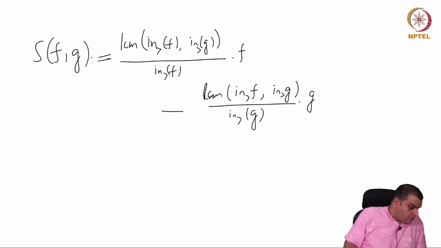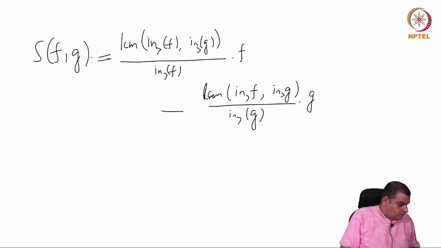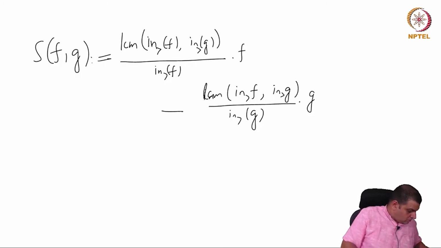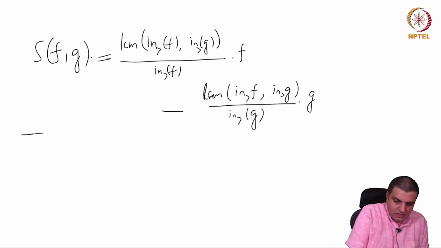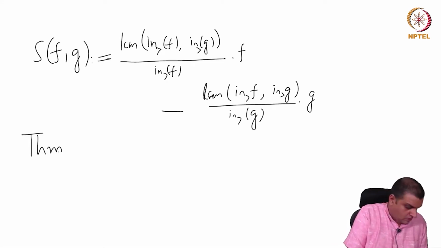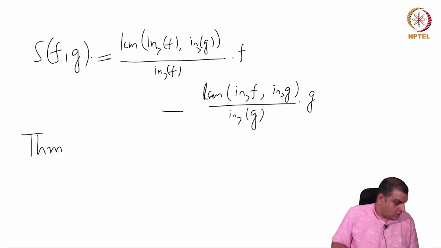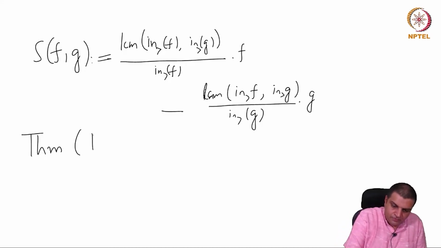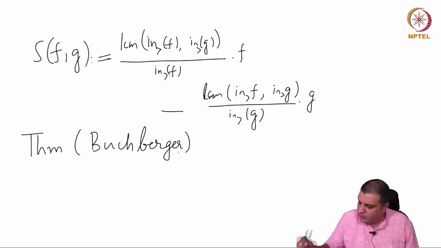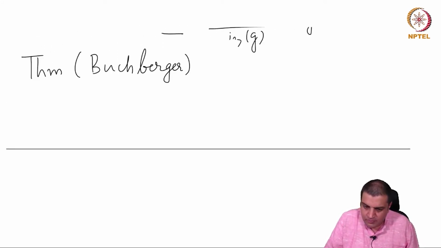Now this is the key result of Buchberger, which we will prove in the next lecture. For now we will just state it and use it as we describe an algorithm.